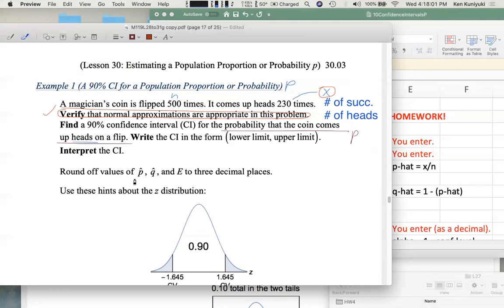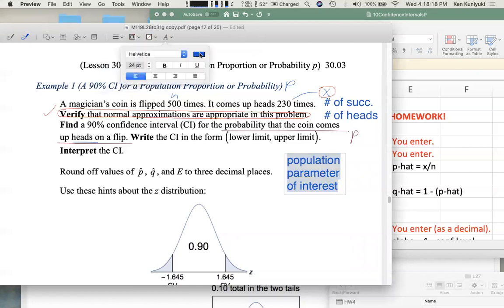P hat here is our point estimate. It's a sample statistic. So again, little p is the population parameter of interest. Put this in purple.